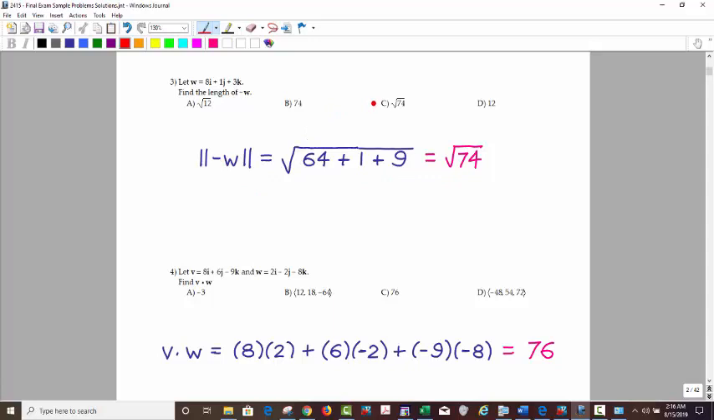Okay. But yeah, if there had been a coefficient, negative really didn't matter, but like 3w or negative 3w, then yeah, we would have dealt with that differently. It would have been 3 times square root of 74.